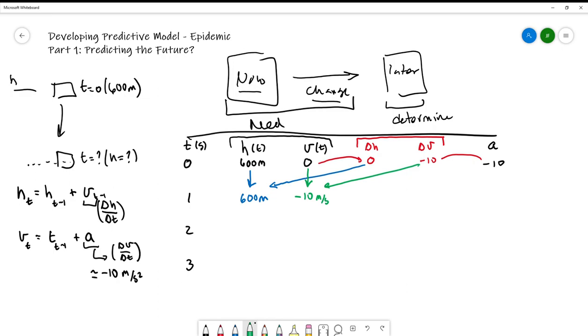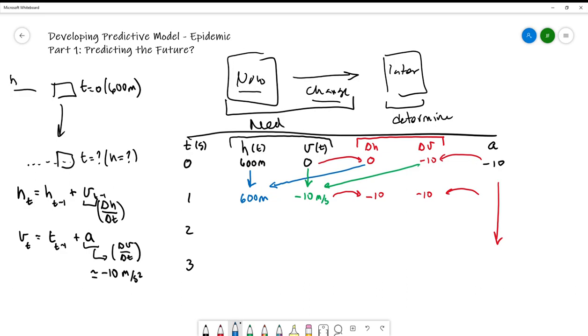At time 1, the new change in height is going to be equal to minus 10 because now it's moving. The change in velocity is still minus 10, because at least in this model, the acceleration doesn't change over the course of this thing falling through 600 meters. So now at time 1, I have a new set of values and I have a new set of changes that allow me to look forward one more time step.